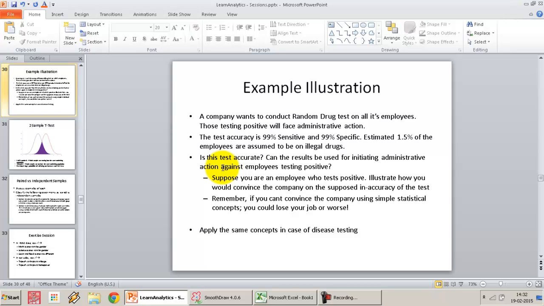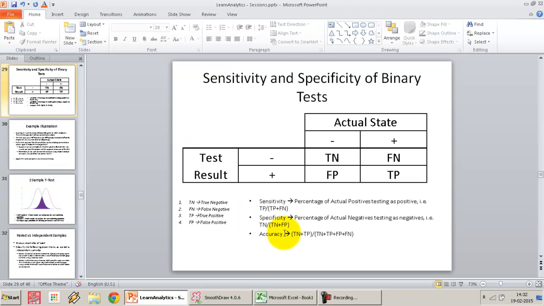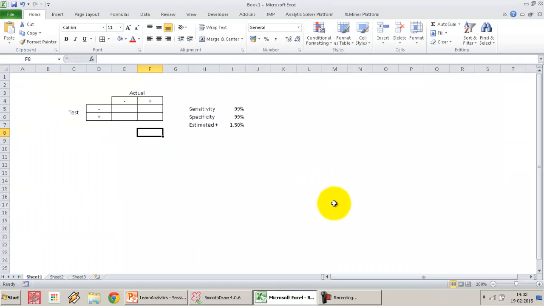And the setting of the test is that you as an employee have tested positive. How would you build a case so that you don't end up losing your job, right? So we've created this scenario. Now what does sensitivity mean? Let's go back. Sensitivity means percentage of actual positives testing as positives.